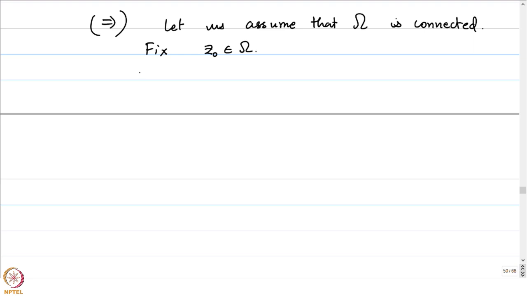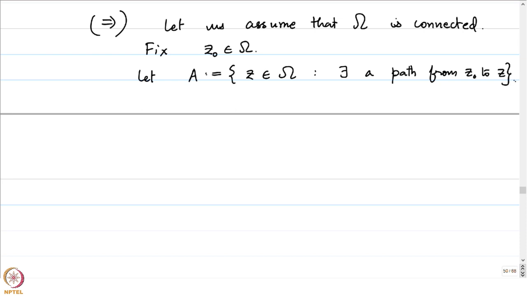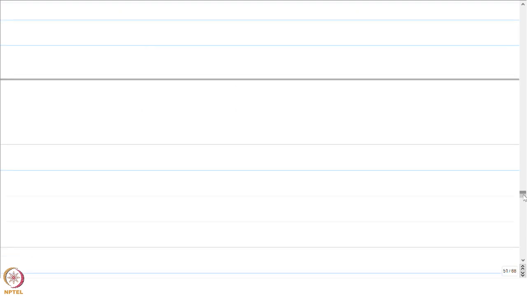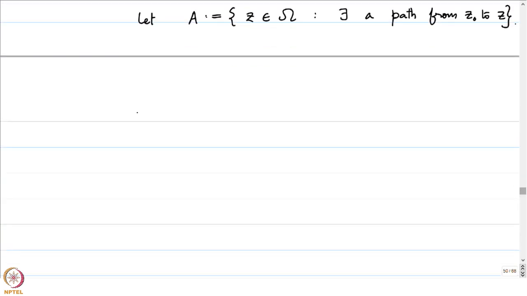And let us capture in the set A, defined to be all those elements in omega which can be connected by a path to z0. Let this be the collection of all those points z in omega such that there exists a path from z0 to z. We will prove that this particular set A is both open and closed in omega. The first claim is that A is open. Both the proofs actually are similar. So, let us first prove that it is open.